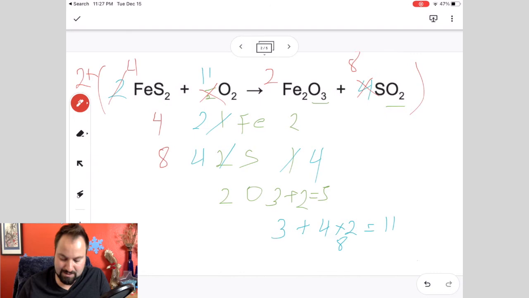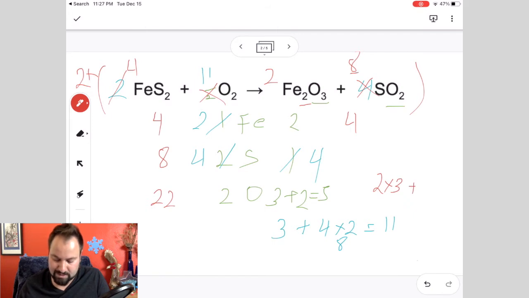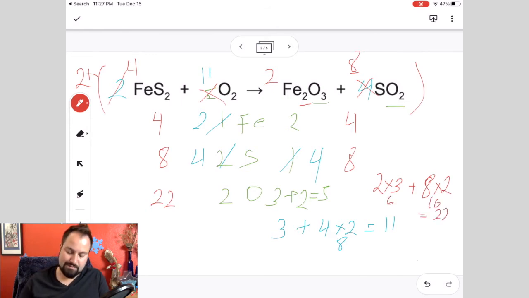11 times 2, that's 22 for oxygen, 2 times 2, that's 4 for iron, 2 times 3, that is 2 times 3 for the oxygen. We'll get to those in a second. We have 8 times 1, so that's 8 here. Iron and sulfur, so far so good. 8 times 2 is 16, that does in fact equal 22, and that is balanced.